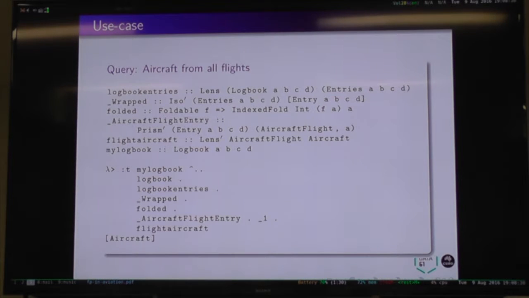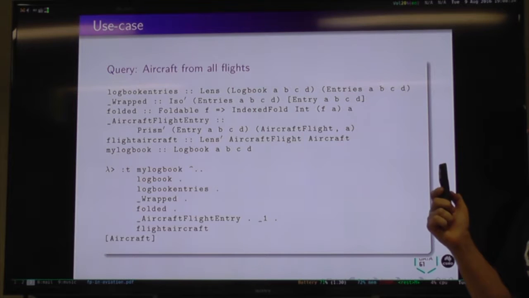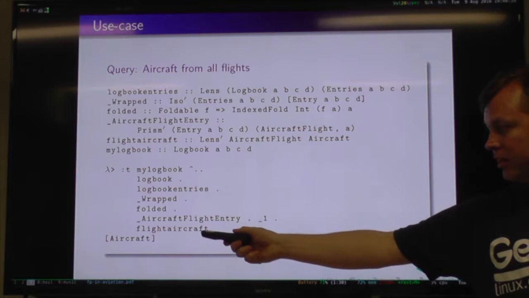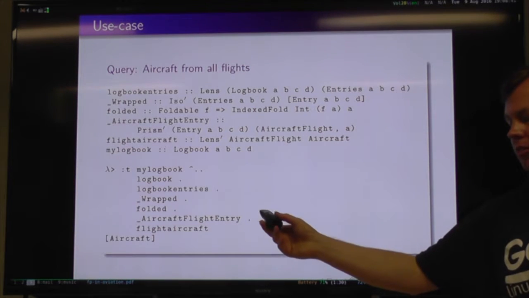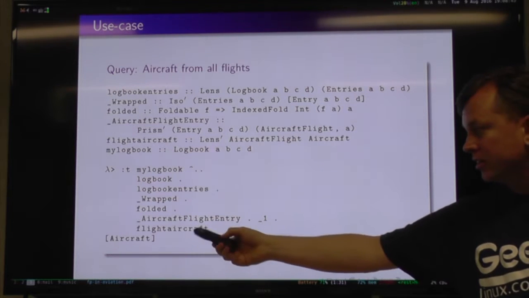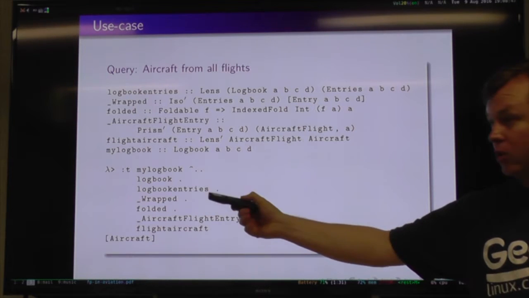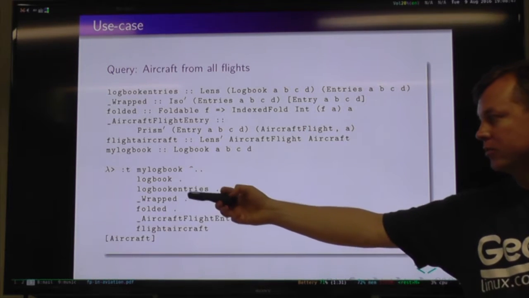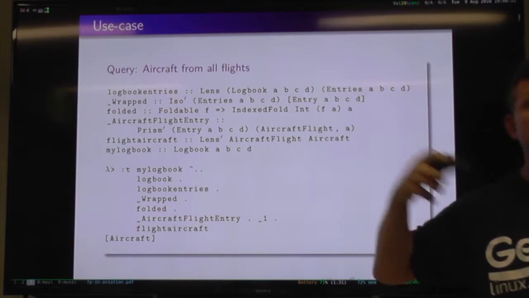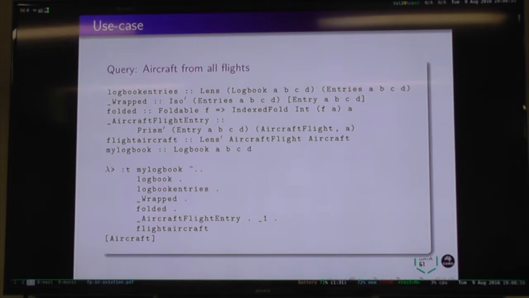Aircraft from all flights. So just give me the list of all aircraft from all flights in the logbook. This is a bit of a mouthful, but given the aircraft, the underscore one is because of the ABCD thing, just ignore that. Given the aircraft, the flight entry in the logbook, fold over that, so I want to get every single one of those from the list of entries from the logbook, do it to my logbook, and I've got back a list of aircraft. That's the type of the thing, so I could evaluate that and it'll give me the list of aircraft.